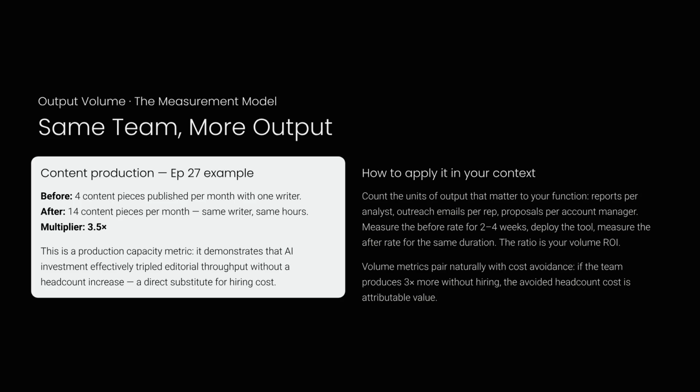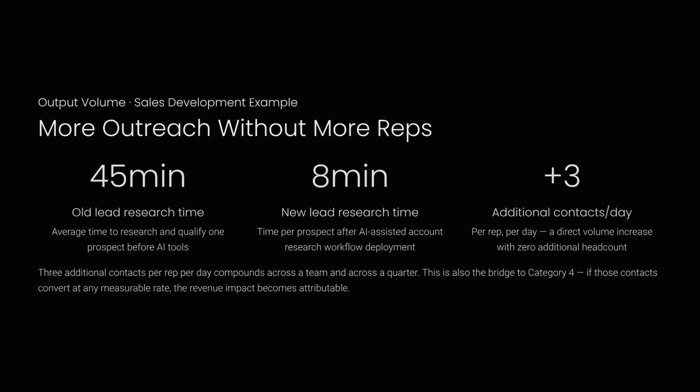If your team produces significantly more units without additional staff, the avoided hiring cost becomes an attributable part of your ROI. Consider a sales development example. By reducing lead research time from 45 minutes to 8, a rep can add 3 more contacts per day. This compounds across a team and serves as a bridge to measuring actual revenue impact.